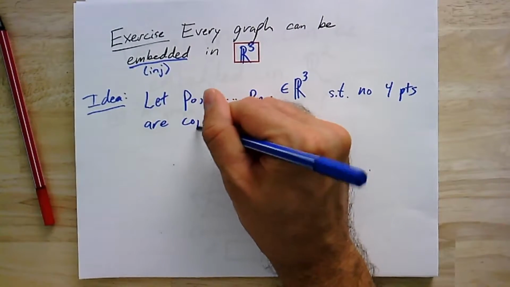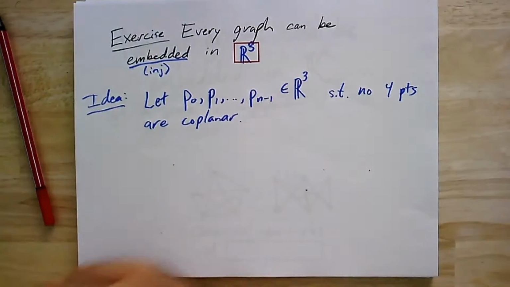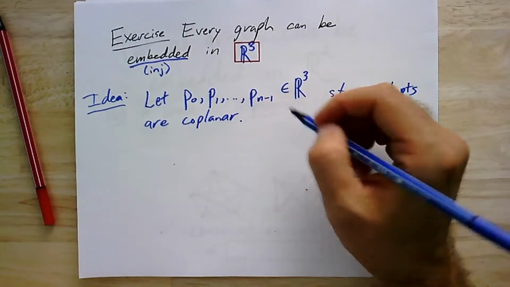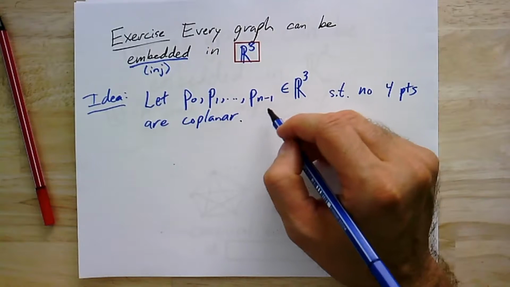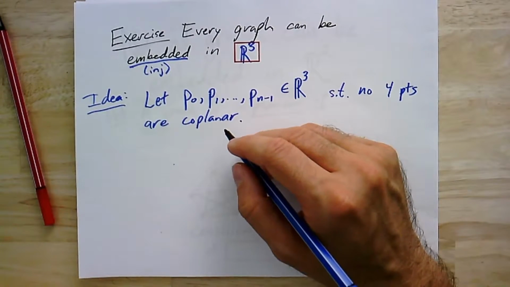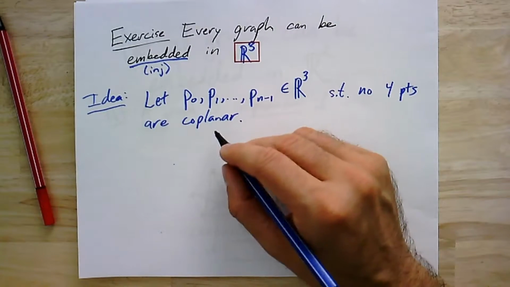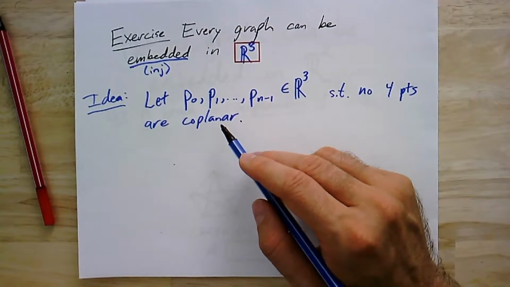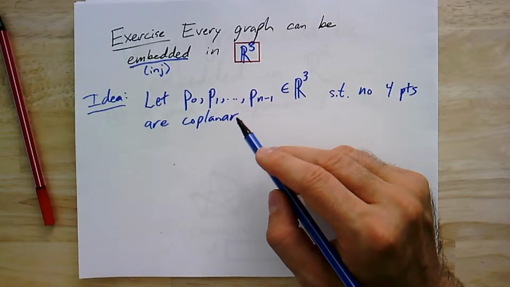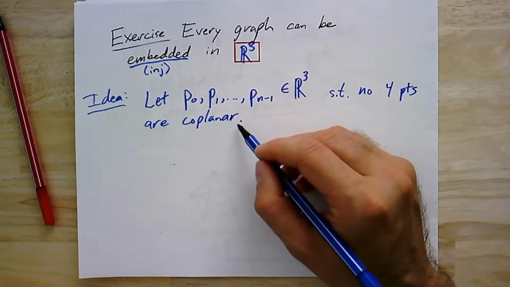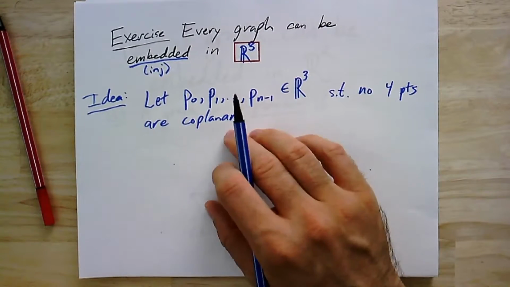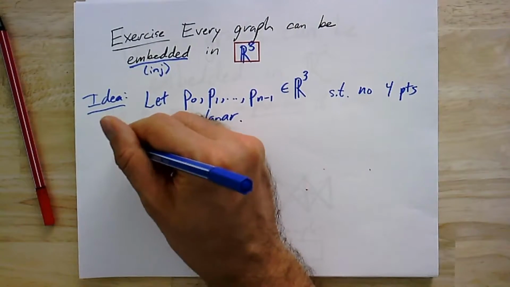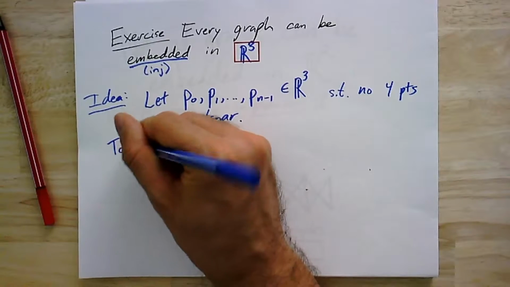Now you can do this just by perturbing them randomly. If you were to randomly perturb any set of n points by some small amount, then you're not going to end up with 4 points on a plane, right? Because any 3 points define a plane, and so the 4th point, by any small perturbation, is generally going to move off that plane and will no longer be coplanar. So you can do this, and once you believe you can do this, now you can get the following embedding.